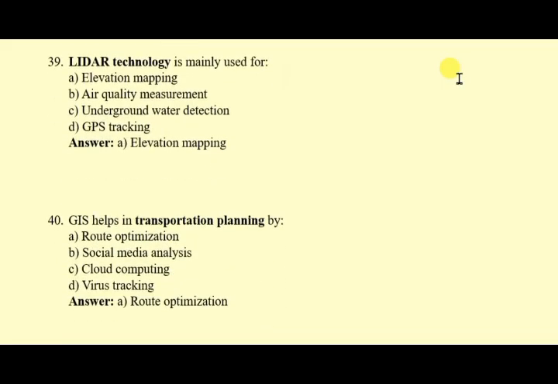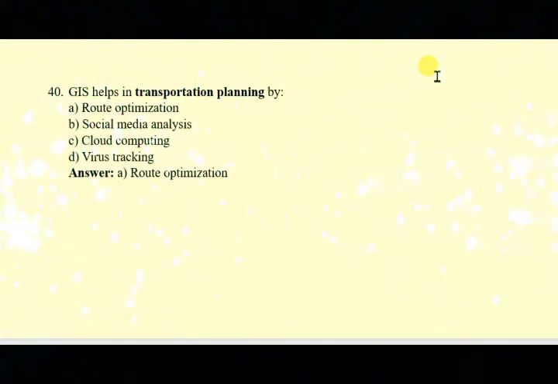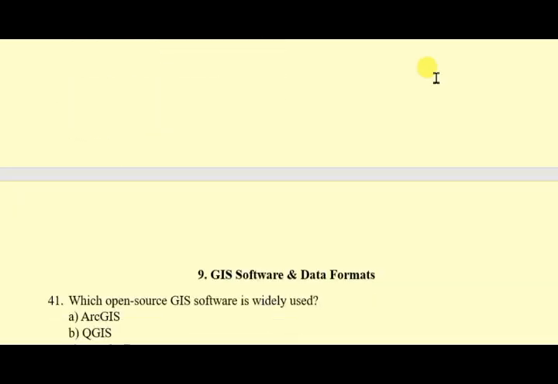Question number 39. LiDAR technology is mainly used for elevation mapping, air quality measurement, underground water detection, GPS tracking. Elevation mapping will be the right answer. Question 40. GIS helps in transportation planning by route optimization, social media analysis, cloud computing, virus tracking. The right answer will be route optimization.